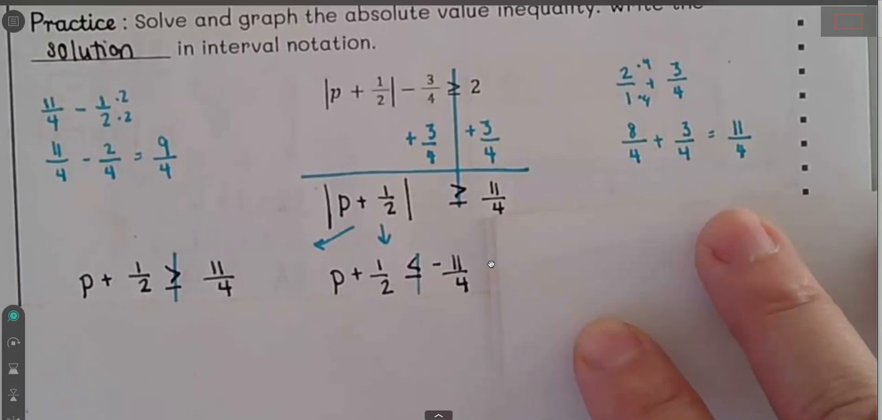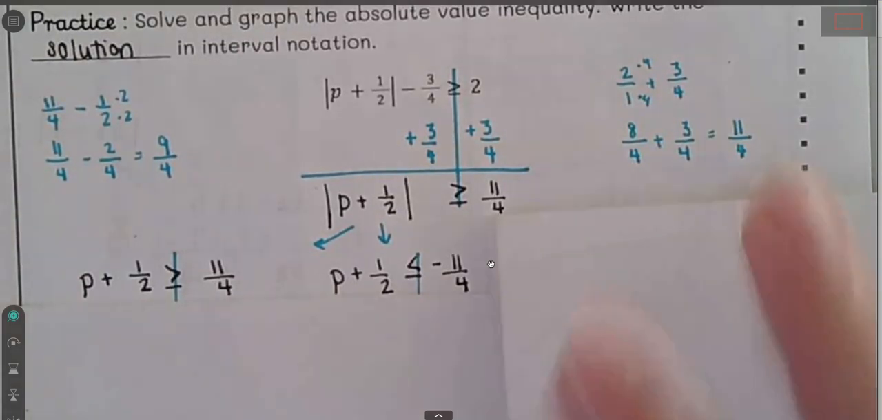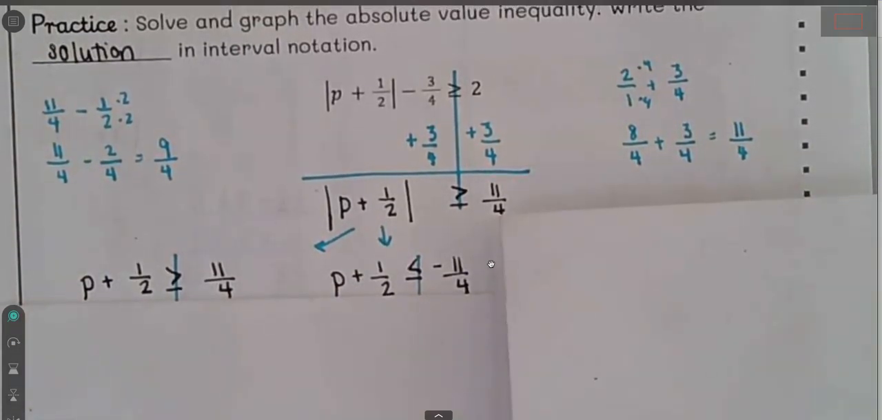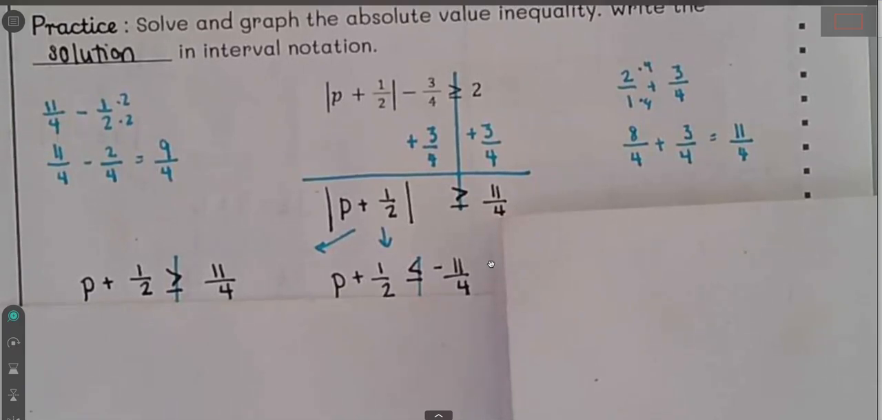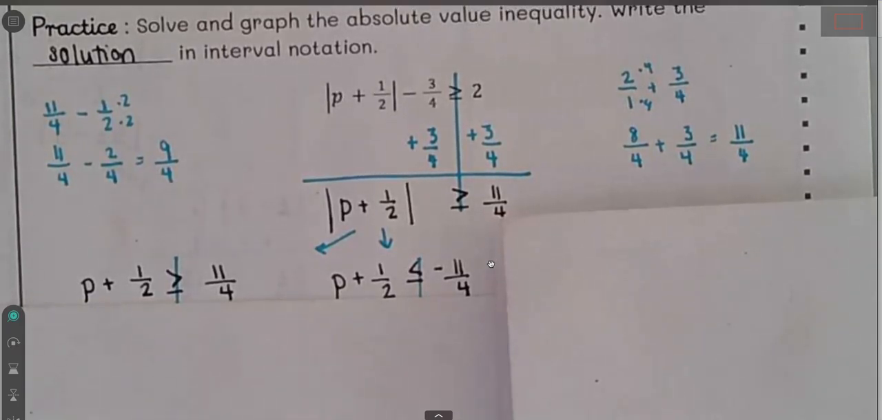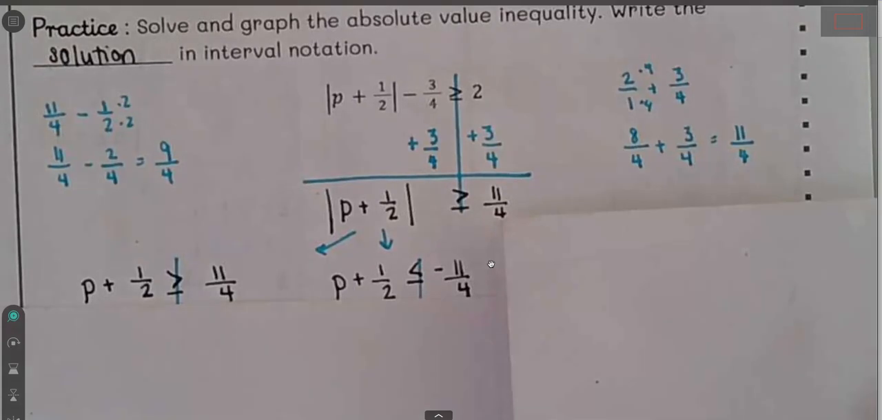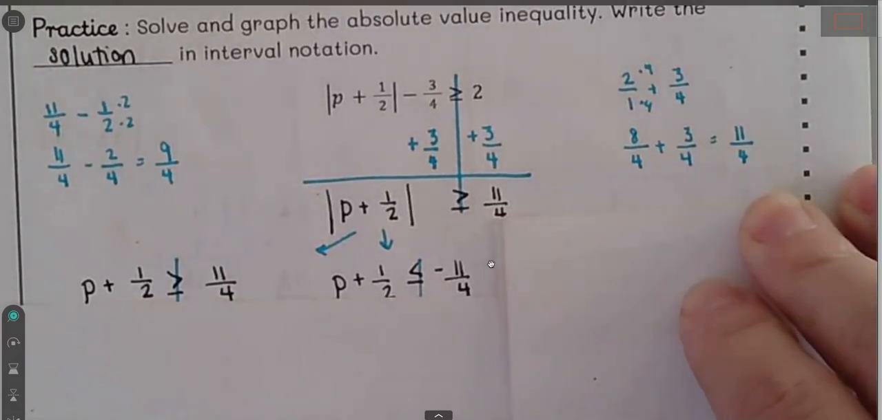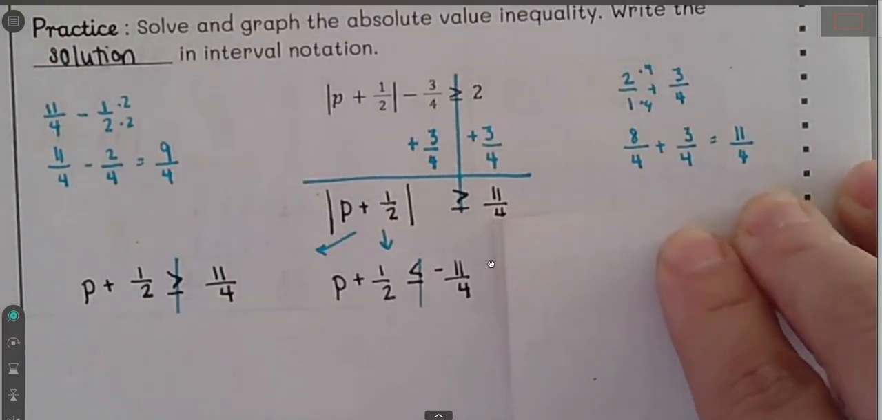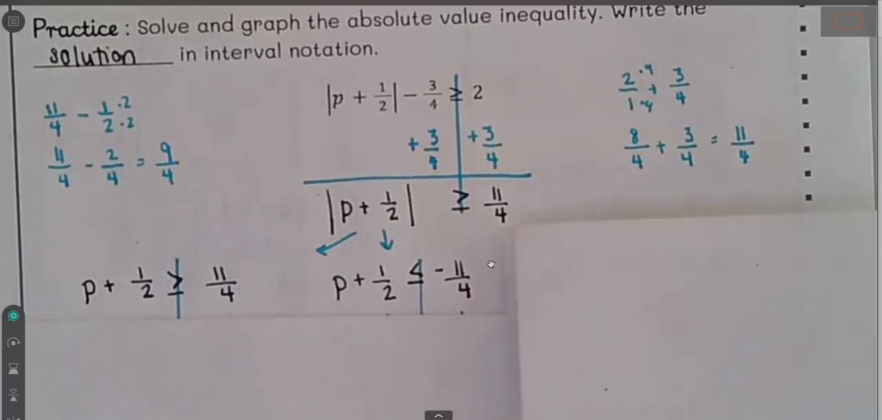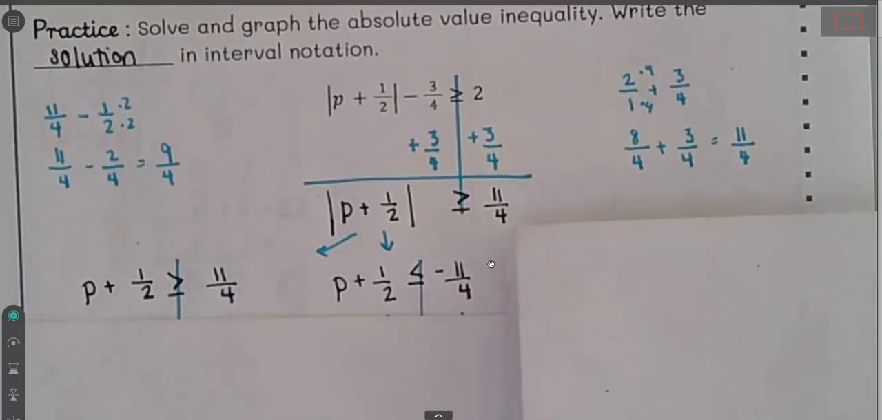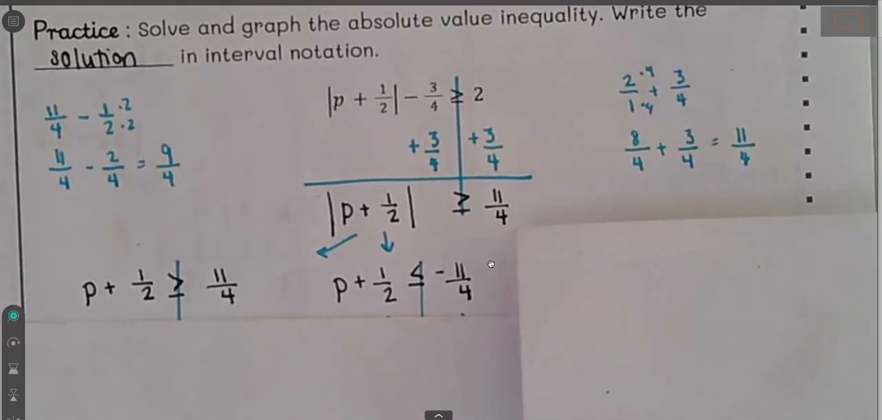Are there any questions on how I got this step? Yes? Why would you have to split it? So anytime you have an absolute value, you have to deal with both the positive and the negative. And if it's an inequality, for the negative part, you have to flip the sign. Okay, thank you.